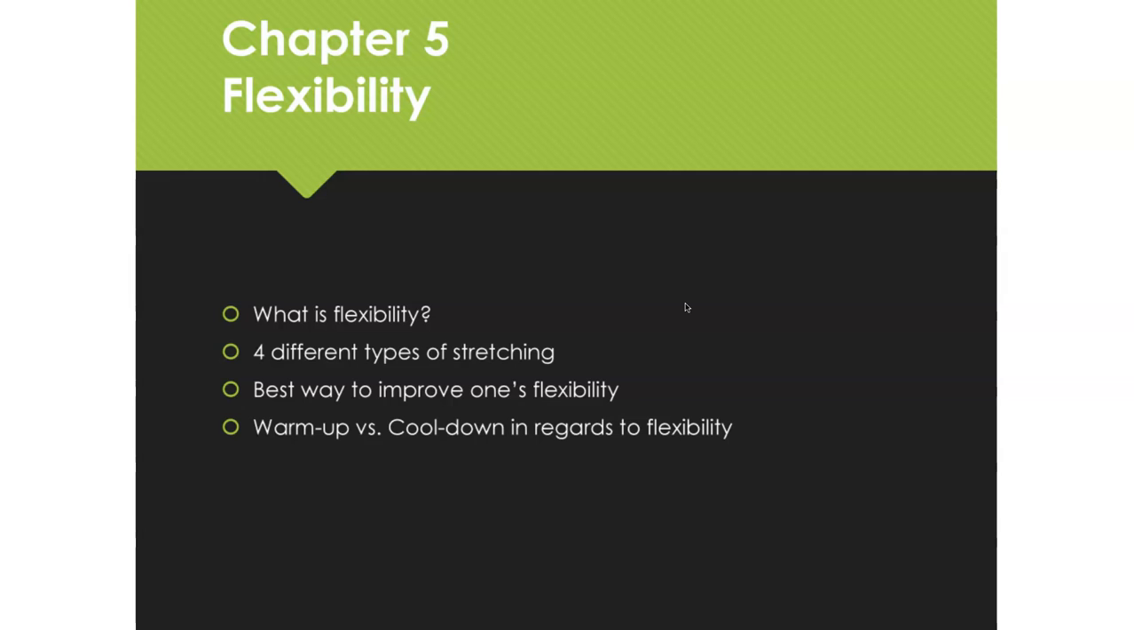So we have ballistic stretching, we've got dynamic stretching, we've got static stretching, and then we've got proprioceptive neuromuscular facilitation stretching, or PNF, which is the partner stretching. Of those 4, you need to be able to tell me which one is the best way to improve your flexibility, as well as when that should be done.